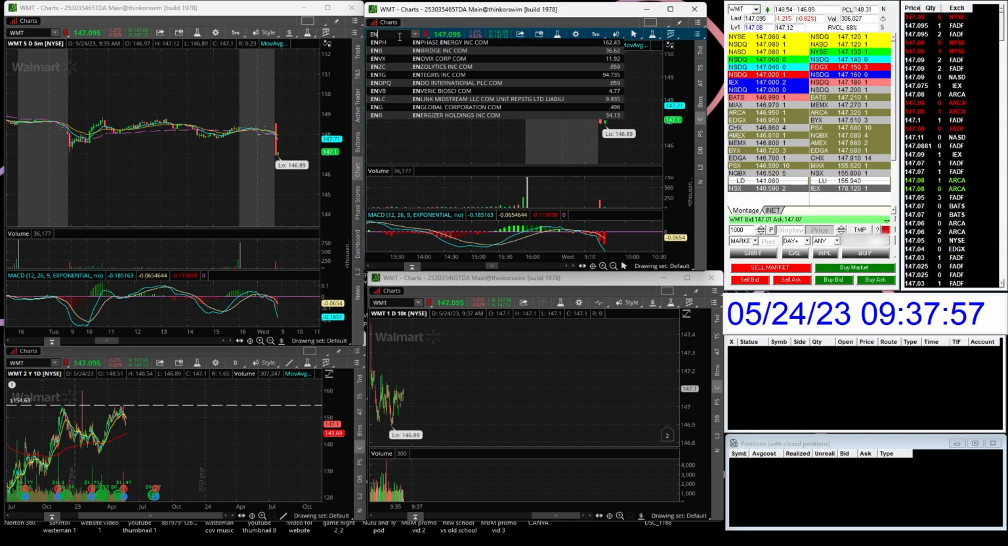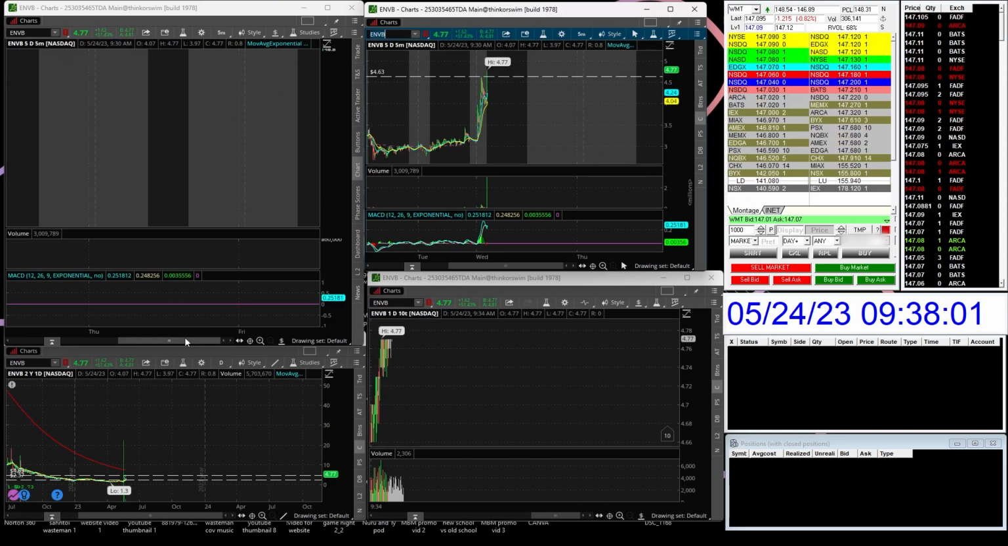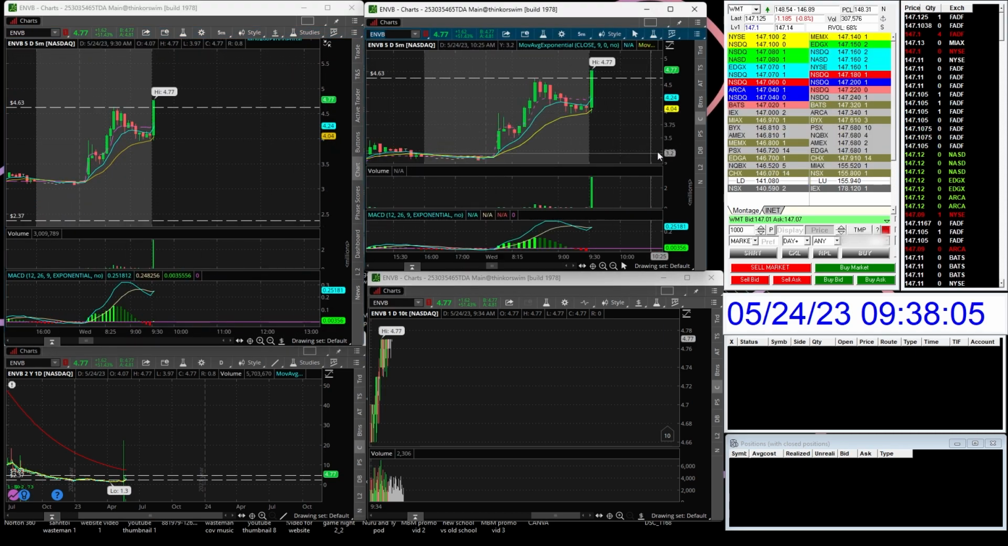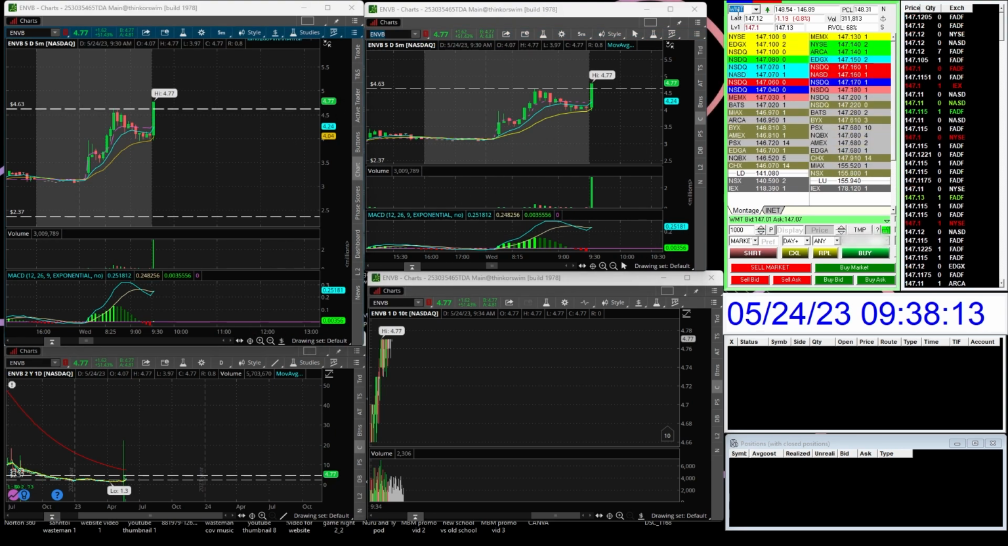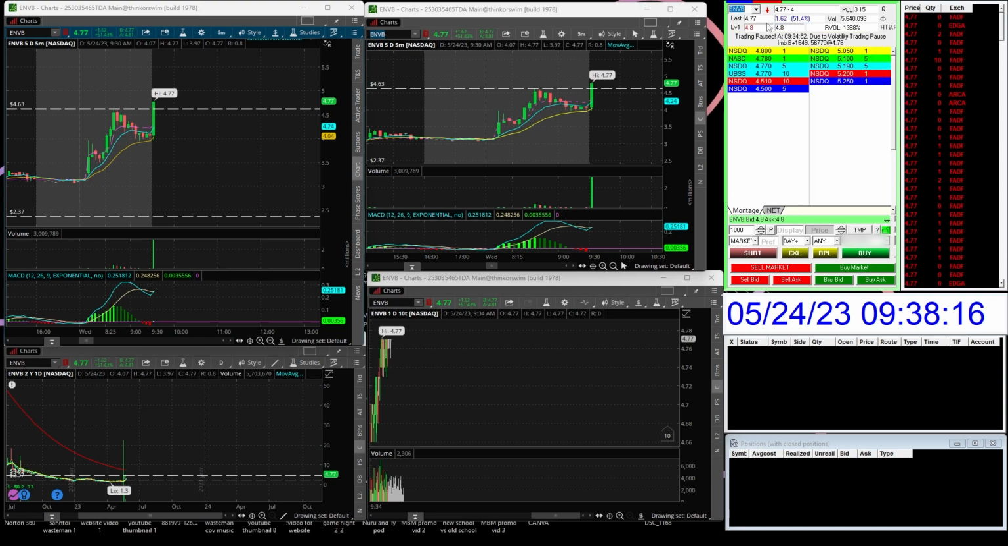So let's tap back into ENVB. Nice move. Let's get everything ready. Resumption should be, let's see, it halted at 34. A halt usually lasts for 5 minutes, but it should be resuming at 39.52. So that should be the starting off. They're starting off the resumption of the halt.